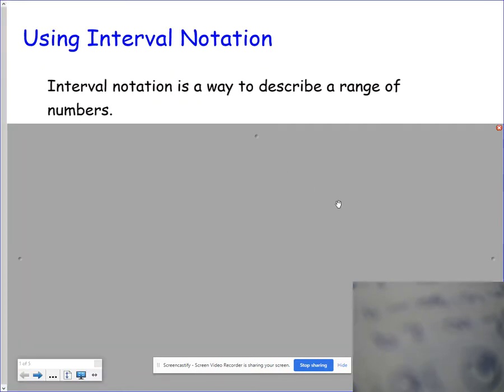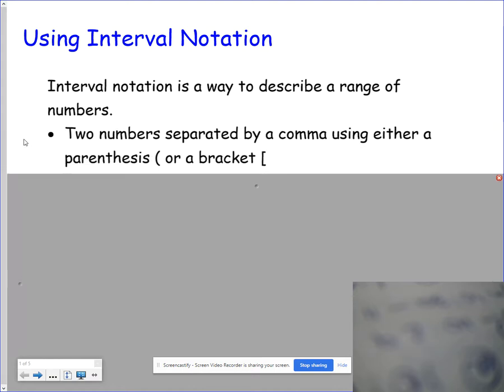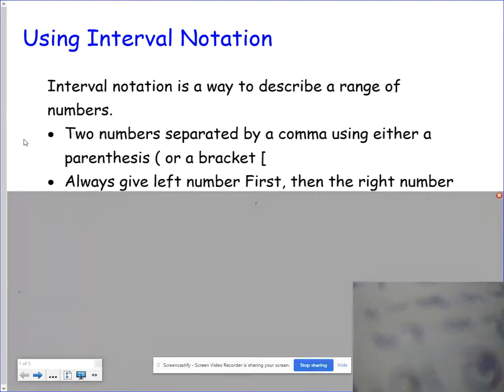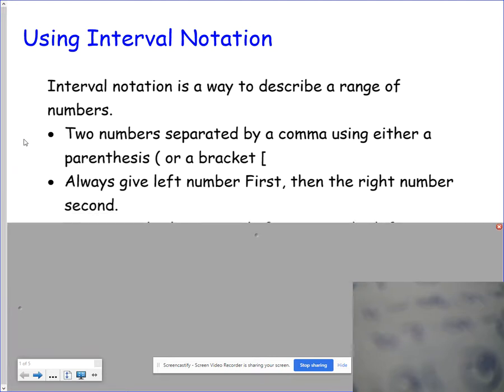Hello, today we're going to talk about this thing called interval notation. Interval notation is a way to describe a range of numbers. When you're using interval notation, you always use two numbers separated by a comma. And then you're going to either use a parentheses or a bracket, or a combination of both. You always give the left number first, and then the right number second.